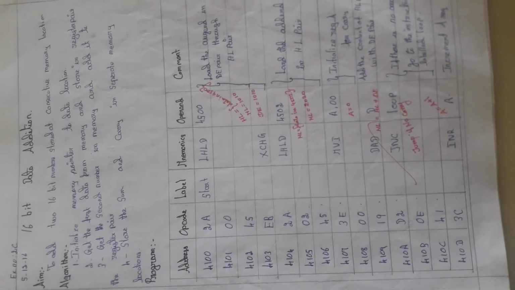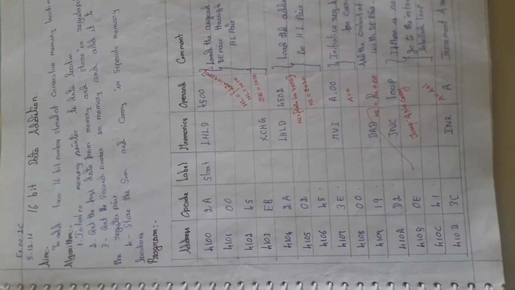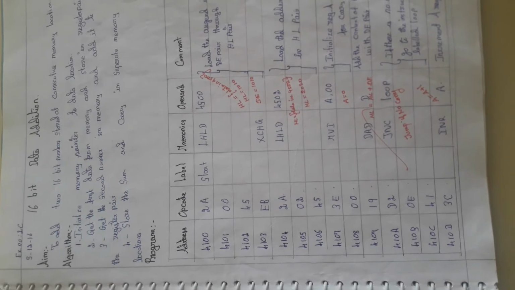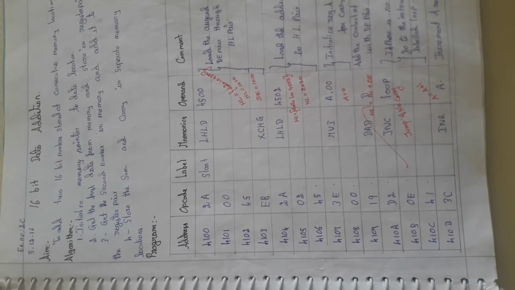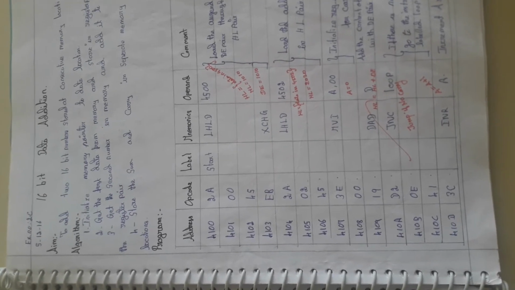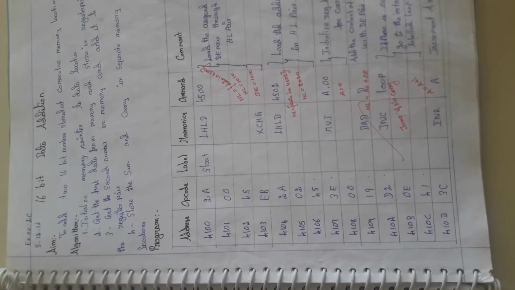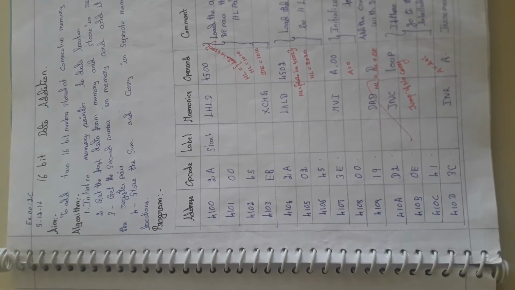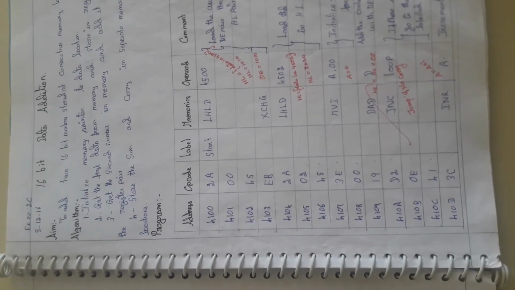Here the function of the LHLD 16-bit address instruction is that the data available in 4500 will be loaded in the L register, and the data available in the consecutive address, that is 4501, will be loaded in the H register. So in this LHLD instruction, the data available in the specified address is loaded in the L register, and the data in the consecutive address, 4501, is loaded in the H register.